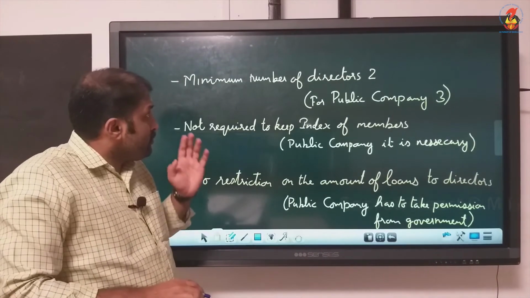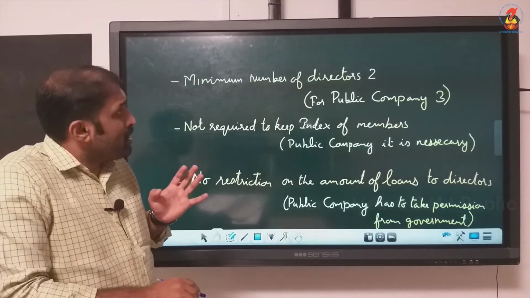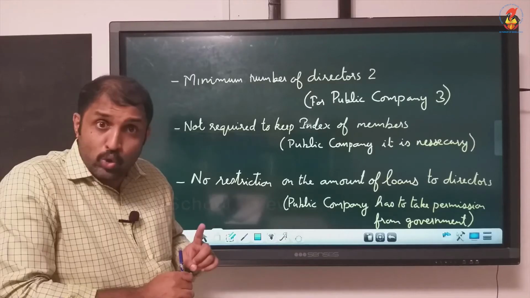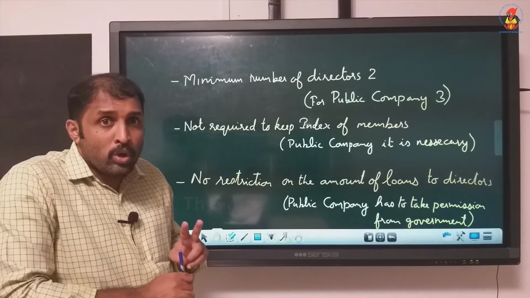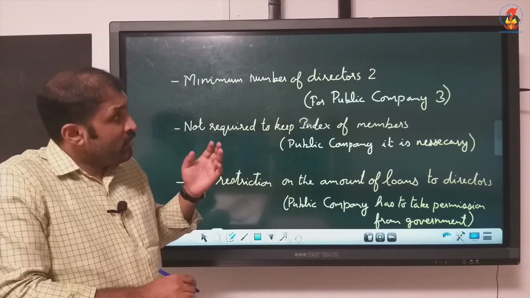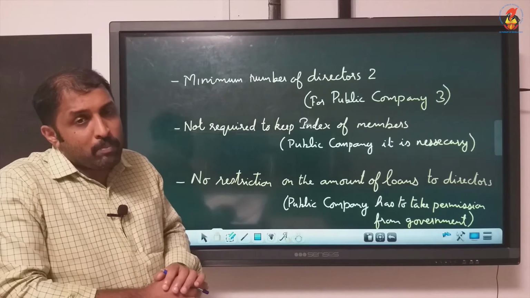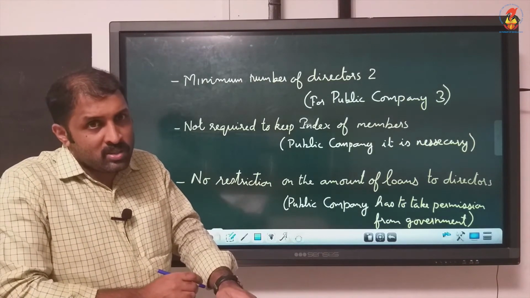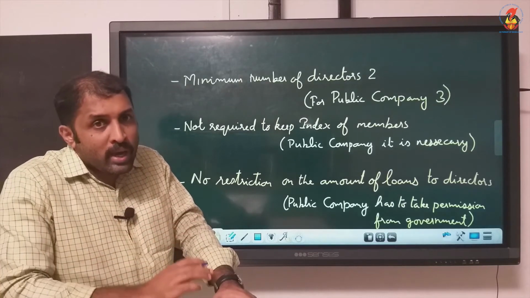Again, minimum number of directors, not shares, minimum number of directors. The board of directors required for a private company is 2. Only 2 directors are required, minimum. Whereas a public company requires 3 directors. So again, that is also another privilege.